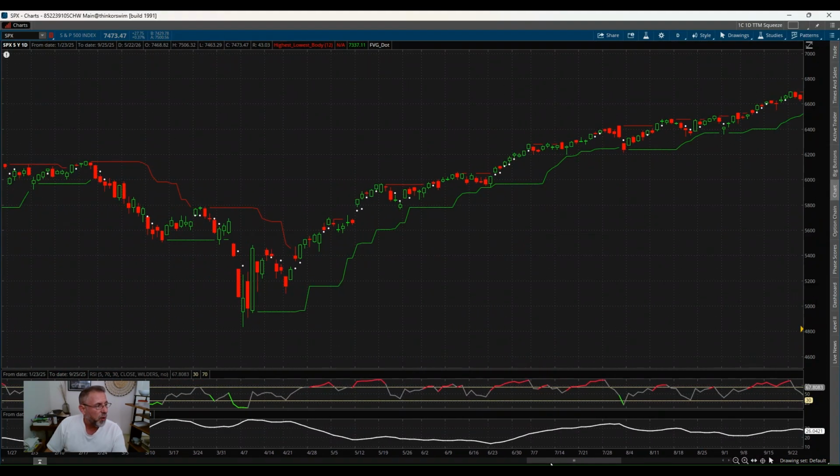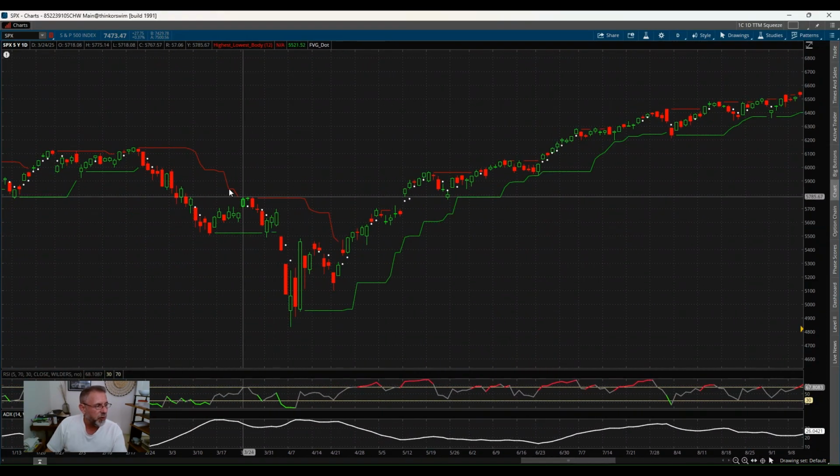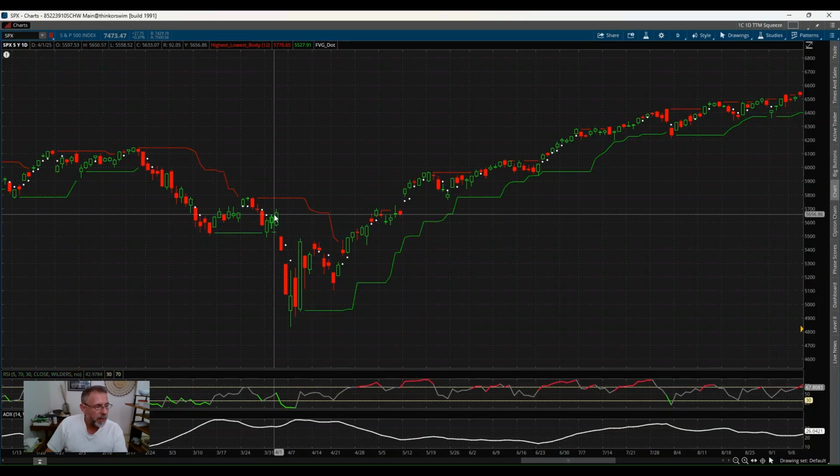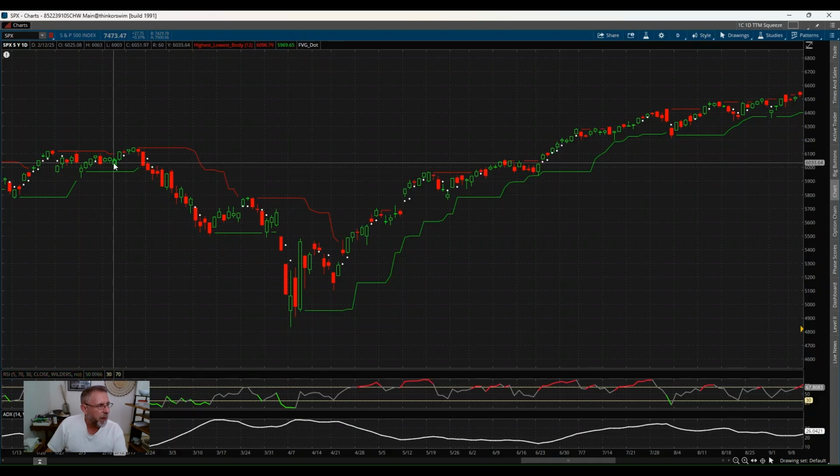And this is true for all kinds of, I mean, here's another great example where it came up to the highest body high of the last 12 sessions. That was resistance and came back down. What did it do? It found support at the lowest body low, popped back up. Now that didn't last long and it crashed through it, but you can see that it's respected over and over again. You can see it here as well.